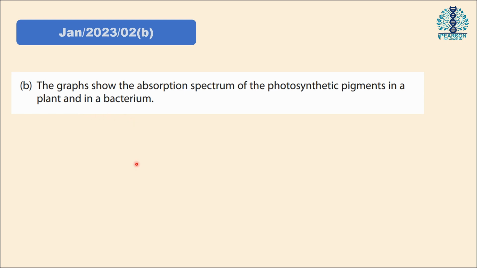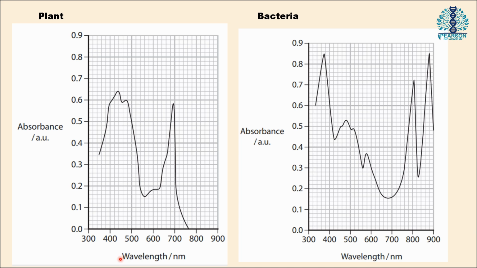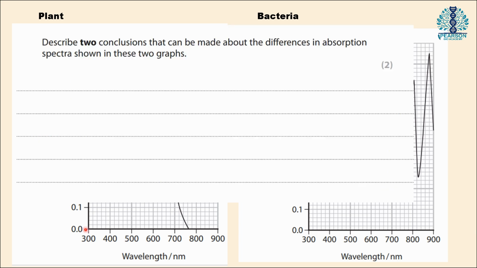So this is the graph and you can see both absorption spectra. First, let's go through the question quickly. The question asks for two conclusions that can be made about the differences in absorption spectra shown in these two graphs. And we just need to draw two conclusions.